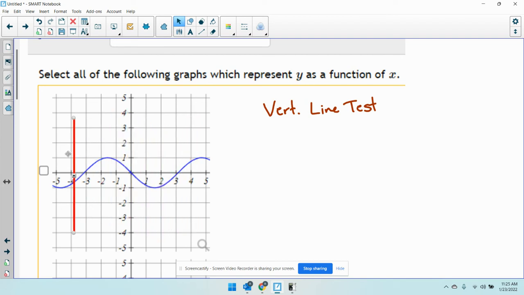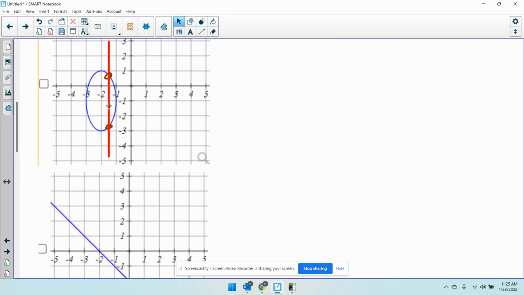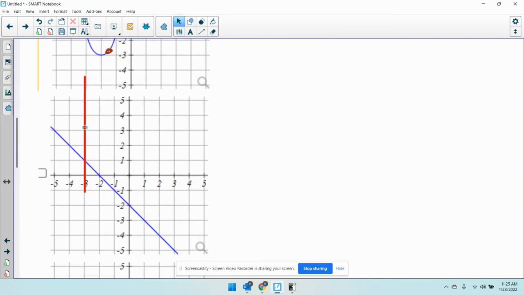Notice here it only ever hits the graph once. So this would be a function. This is a function. If I take it over this one, yep, it hits it twice here. So I have an issue here and here. So this is not a function. And then the third one, yep, if I drag it anywhere on there, it's only ever going to hit it once. So this is a function.